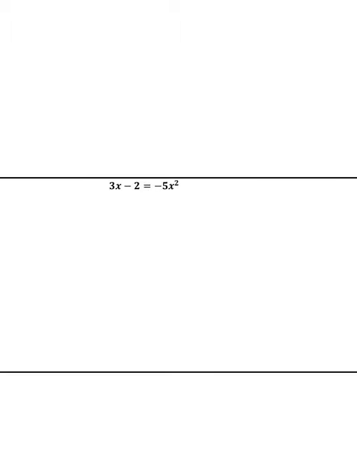But first, before I do that, I need to get this in standard form. Notice that I have a -5x squared. We want to keep our x squared positive. Right now it's negative, so in order to make it positive, I'm going to add 5x squared to both sides. So I'm going to have 5x squared plus 3x minus 2 is equal to 0. Now that it's in standard form, I can start factoring.